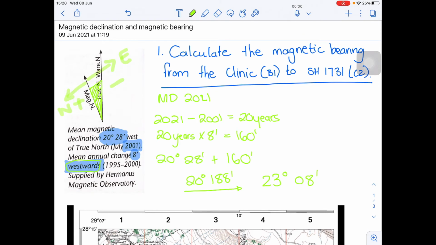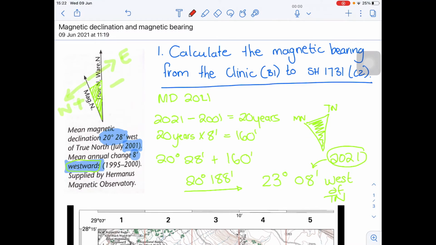That then means that the size of the pizza slice, and we always end off our answer west of true north. So the size of that pizza slice, the size of the angle between true north and magnetic north, is in 2021, for this example, 23 degrees and 8 minutes west of true north.